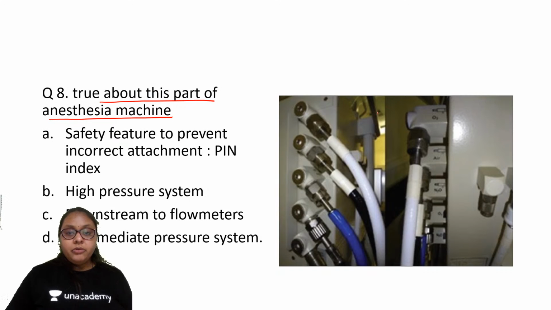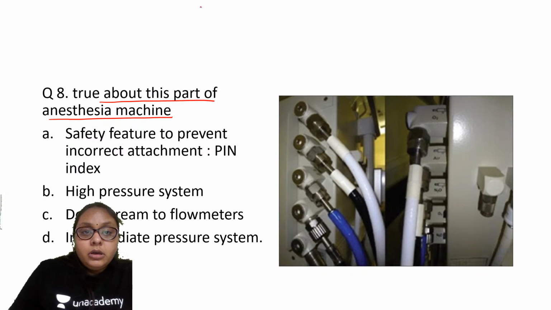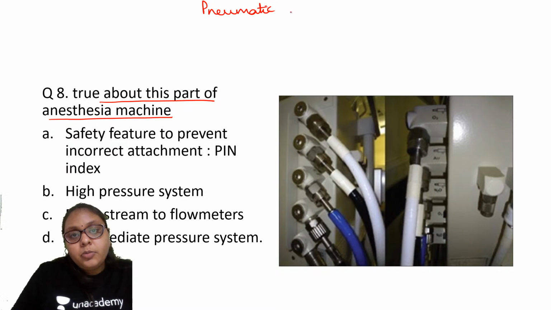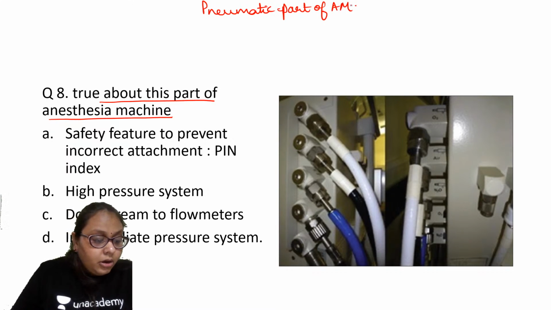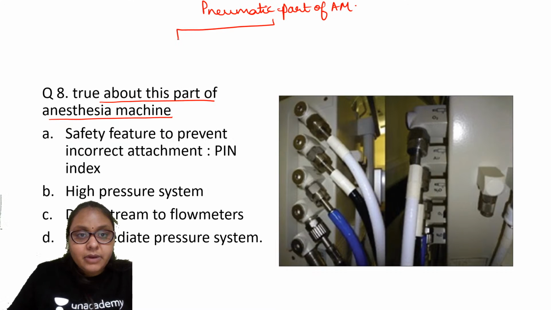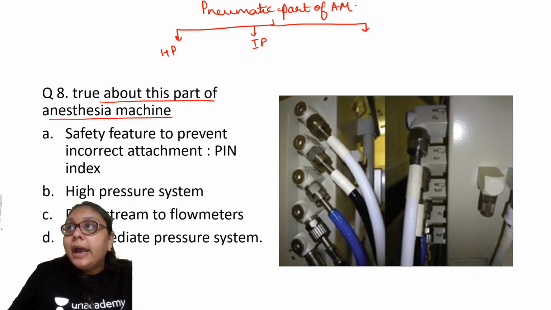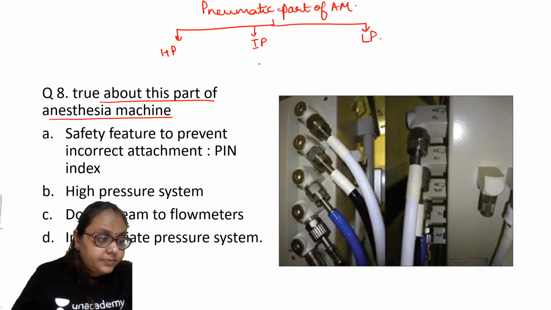Okay, all of you agree that these are the central pipelines. So now coming to the pneumatic part. The pneumatic part of the anesthesia machine is divided into high pressure, intermediate pressure and low pressure systems.